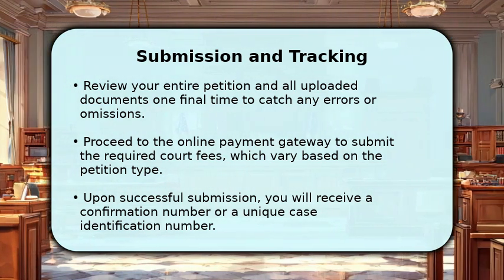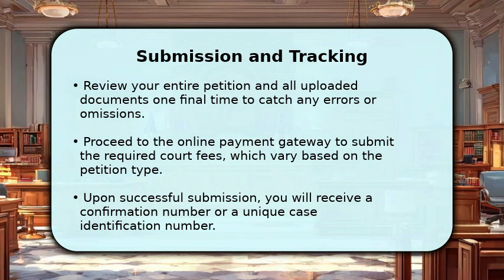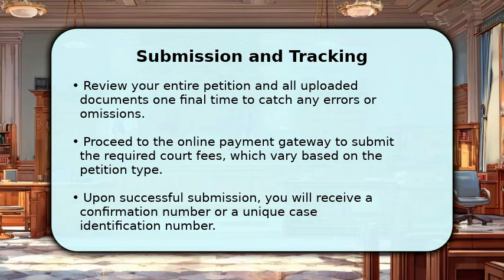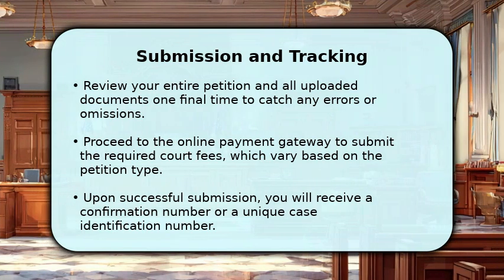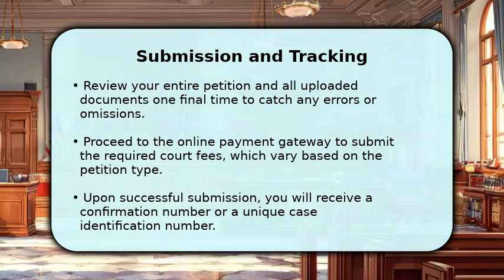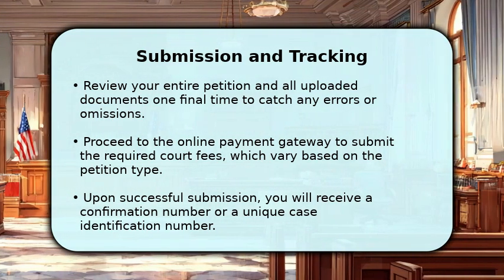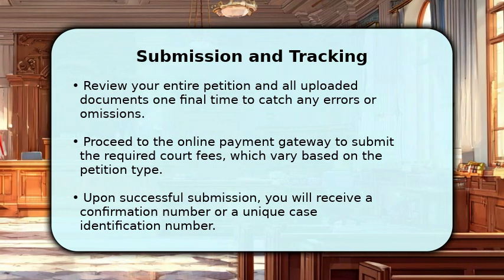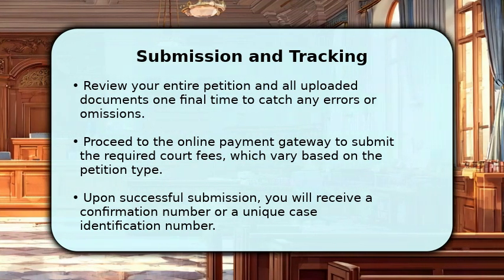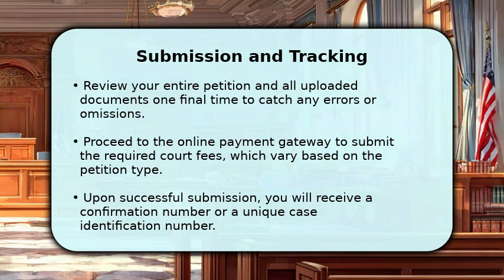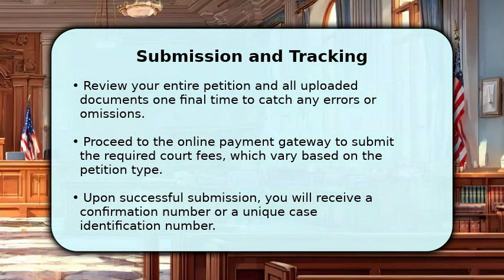After a successful payment and submission, you will immediately receive a unique confirmation or case identification number. This vital number allows you to diligently track the ongoing status and progress of your writ petition directly through the High Court's online portal, keeping you informed at every step.